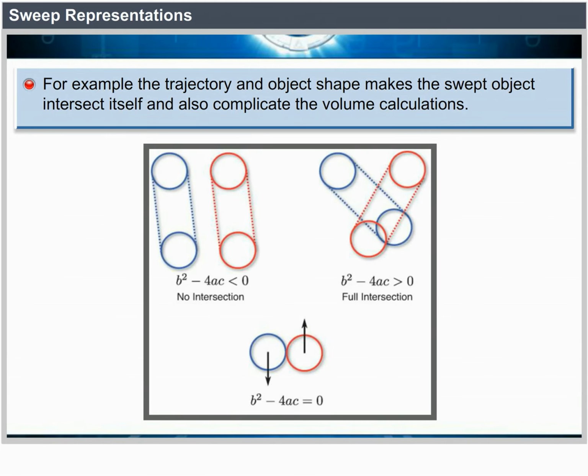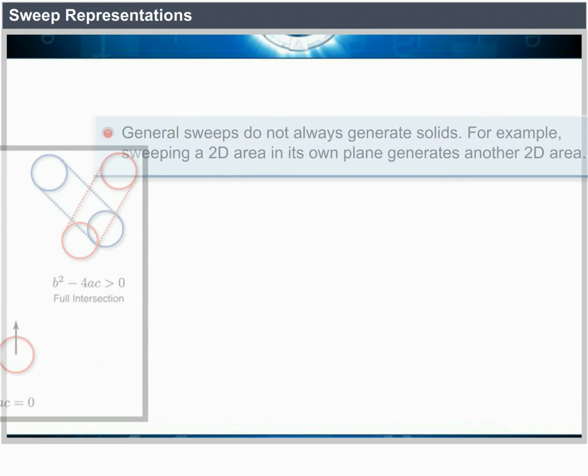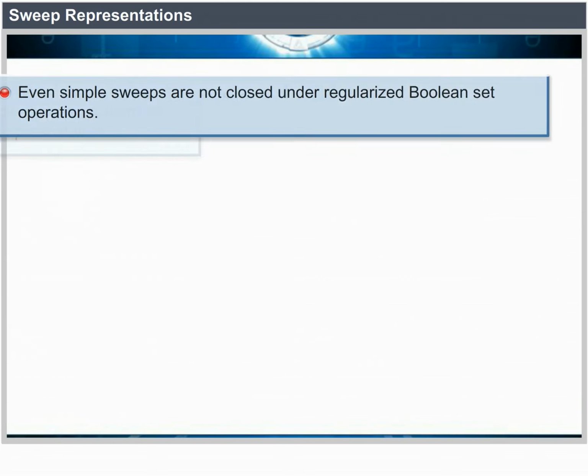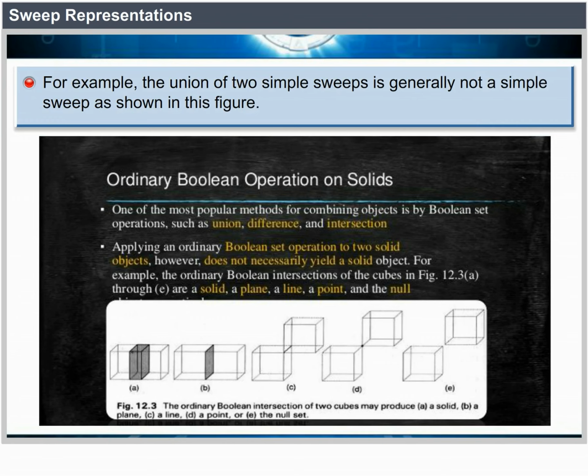For example, the trajectory and object shape may make the swept object intersect itself, making the volume calculations complicated. As well, general sweeps do not always generate solids. For example, sweeping a 2D area in its plane generates another 2D area. In general, it is difficult to apply regularized Boolean set operations to sweeps without first converting to some other representation. Even simple sweeps are not closed under regularized Boolean set operations. For example, the union of two simple sweeps is in general not a simple sweep, as shown in this figure.